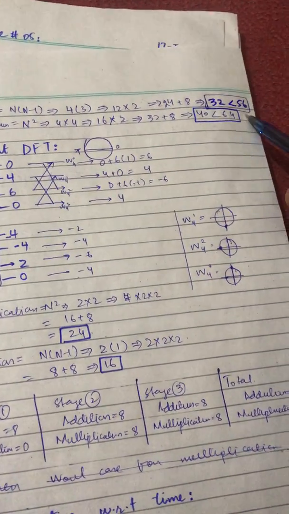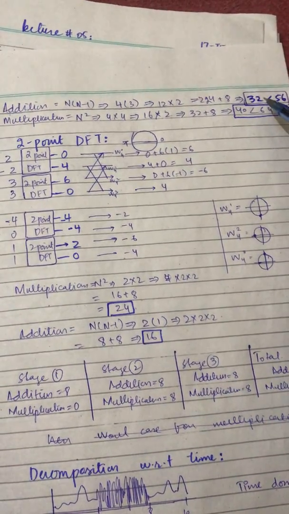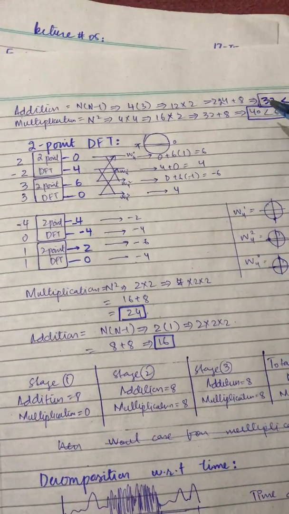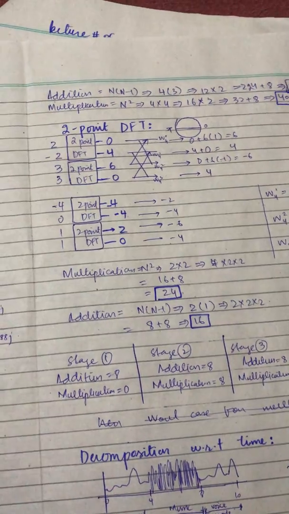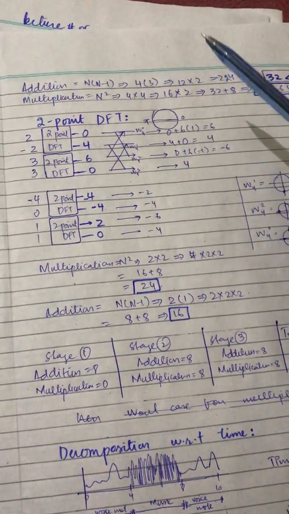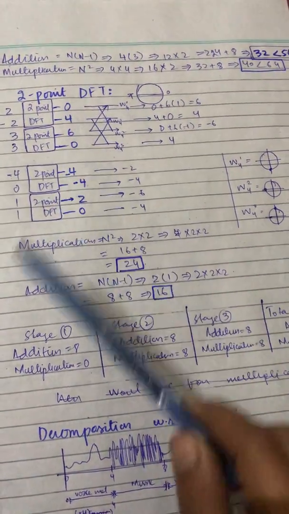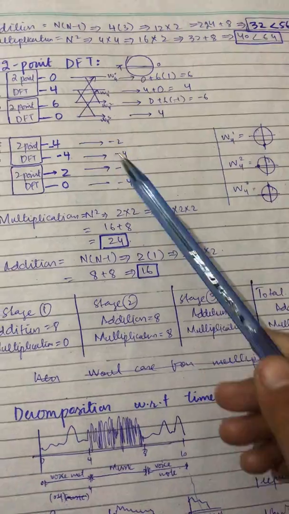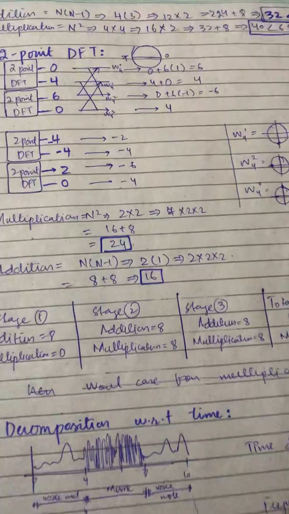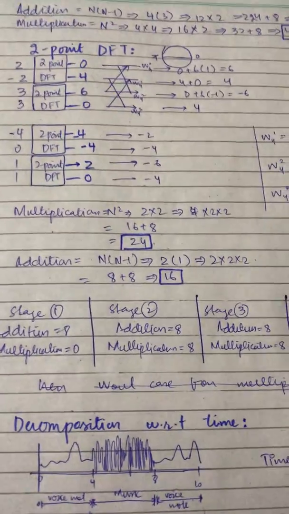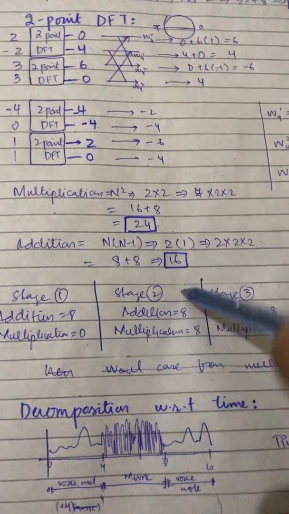In the first case, there were 56 additions and 64 multiplications. We have reduced our number of additions and multiplications to 32 and 40. Now in case of 2-point DFT, we have divided our signal into 2-point DFTs, and we got four separate boxes, and on solving we again get the same result. And now in this case our multiplication has reduced to 24 and addition to 16.